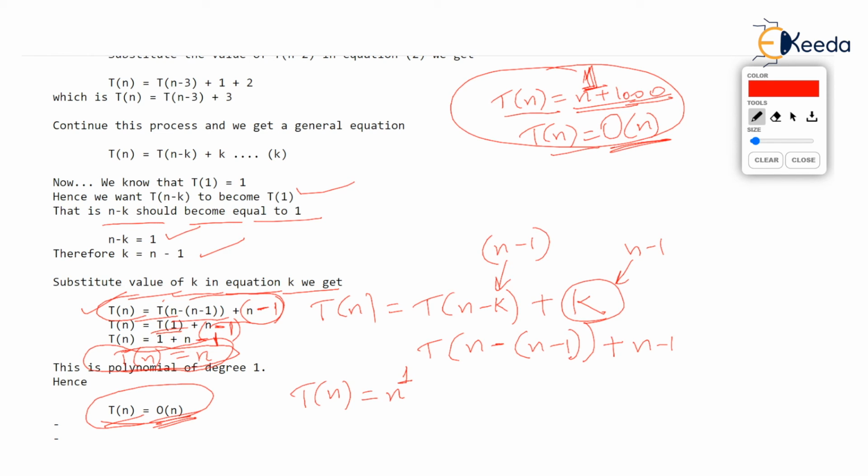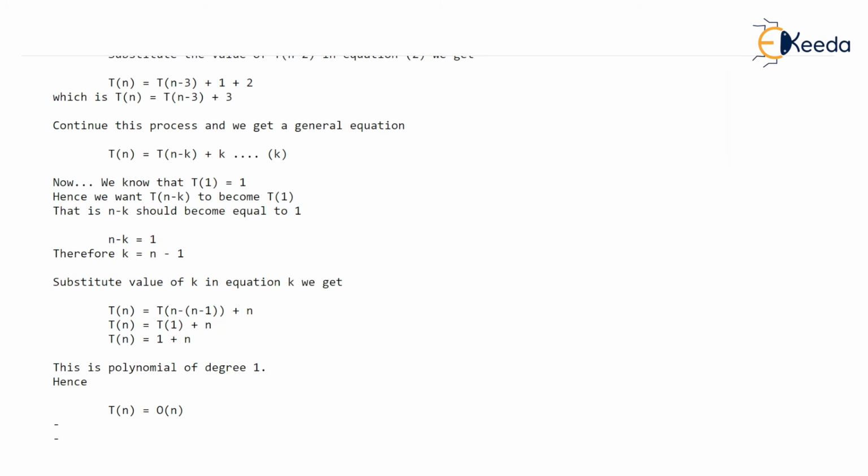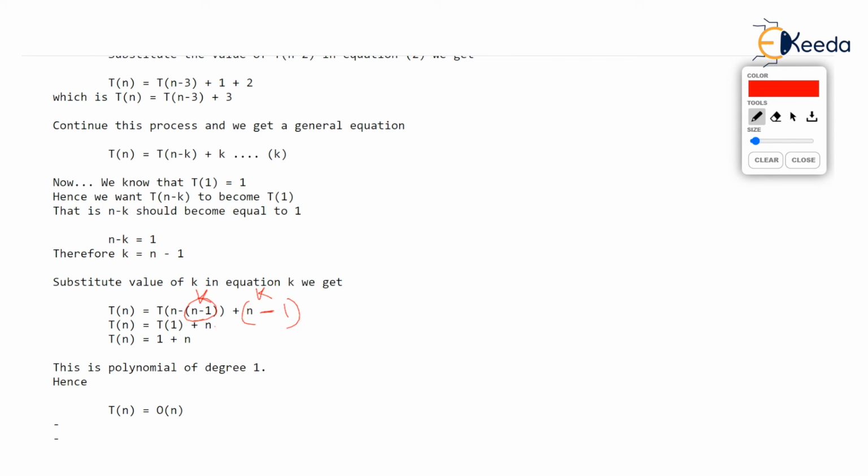Yeah, I agree that I made a small mistake here while substituting the value of k. Just observe, the value of k is n minus 1. So this was correct. Here it is n minus 1 because this was plus k. So this is T1 plus n minus 1, but T1 is 1. So plus n minus 1, minus 1 plus 1 gets cancelled. So we get Tn is equal to n, which is a polynomial of degree 1. Hence Tn is O of n.